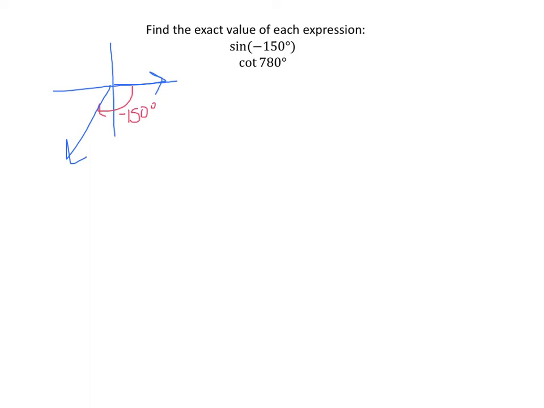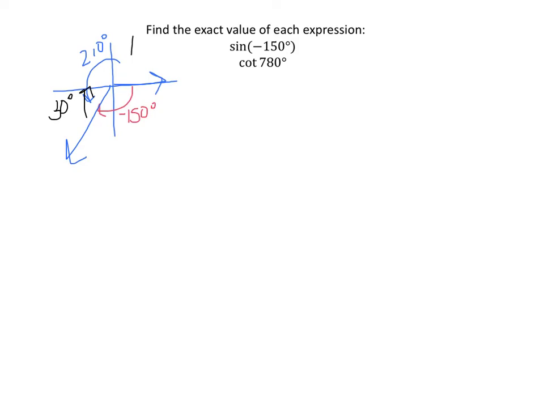I can find the least positive coterminal angle with this, which would be positive 210. Although that isn't really necessary. I can also find, and should find, the reference angle. That's really what we're looking for, is this reference angle. The reference angle will be positive, and in this case it is 30 degrees. So now I'm looking for the sine of a 30-degree angle.